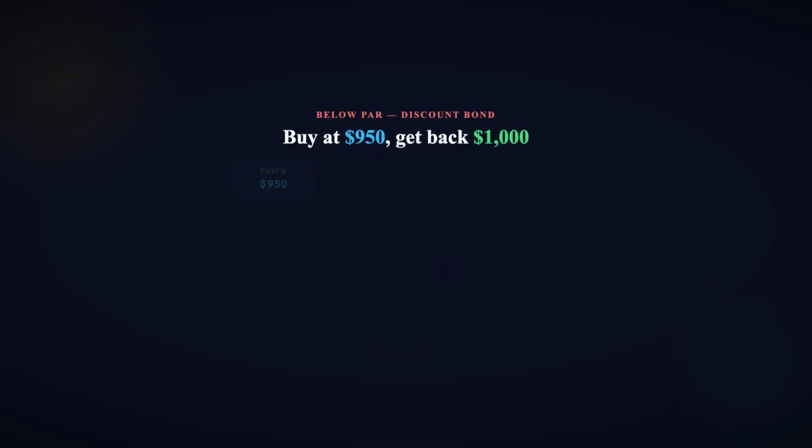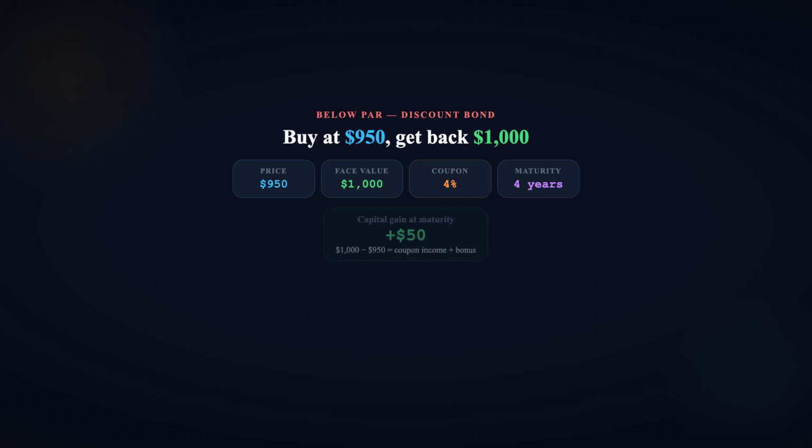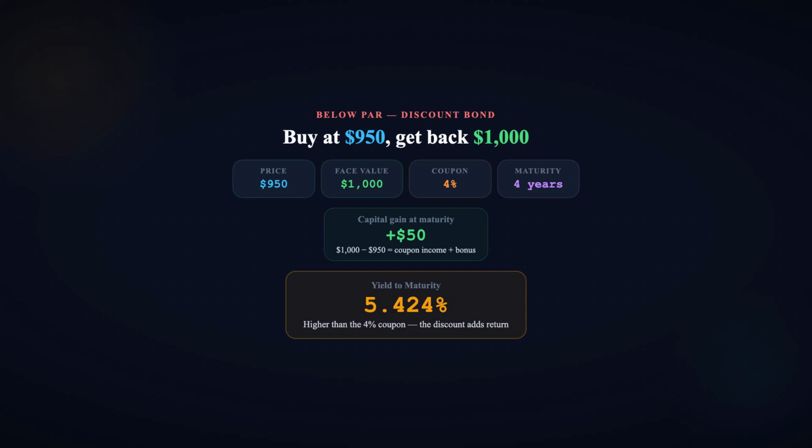Now change one number. Same bond. 4% coupon, 4 years, $1,000 face value. But the market price is $950, not $1,000. You still get the same $40 a year in coupons. And you still get $1,000 back at maturity. But you only paid $950. That means at maturity you pocket a $50 capital gain on top of the coupons. So your total return is higher than 4%.